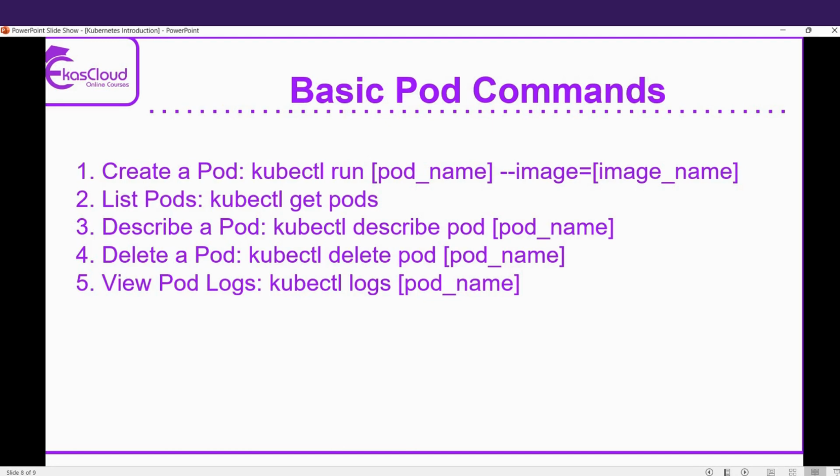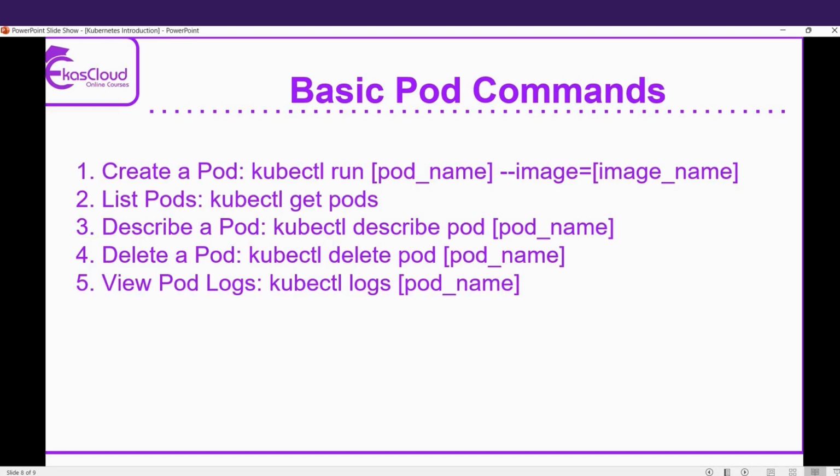The next command is used to list the pods, that is kubectl get pods. The next command is used to describe the pod: kubectl describe pod and then the pod name. Then the delete command: kubectl delete pod, then enter the specific pod name. The final command is used to view the logs of the pod. So these are the basic commands.